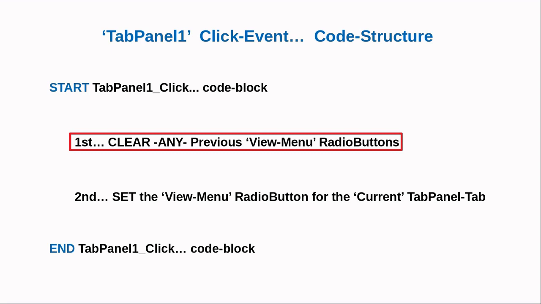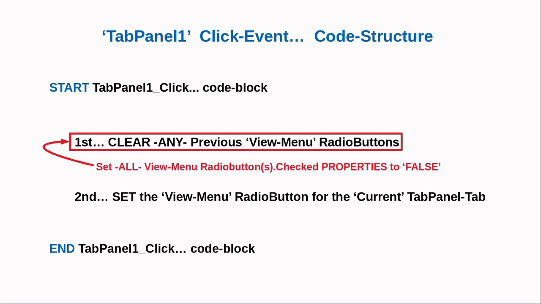So, to make sure that only one radio button is set at any given time, the first thing that the code in the tab panel's click event will do is clear any previously set radio button. There are multiple ways to manage menu radio buttons. However, this menu option example is very simple, so I am simply going to utilize a very straightforward approach to synchronizing the View menu's status radio buttons to display the currently selected tab.